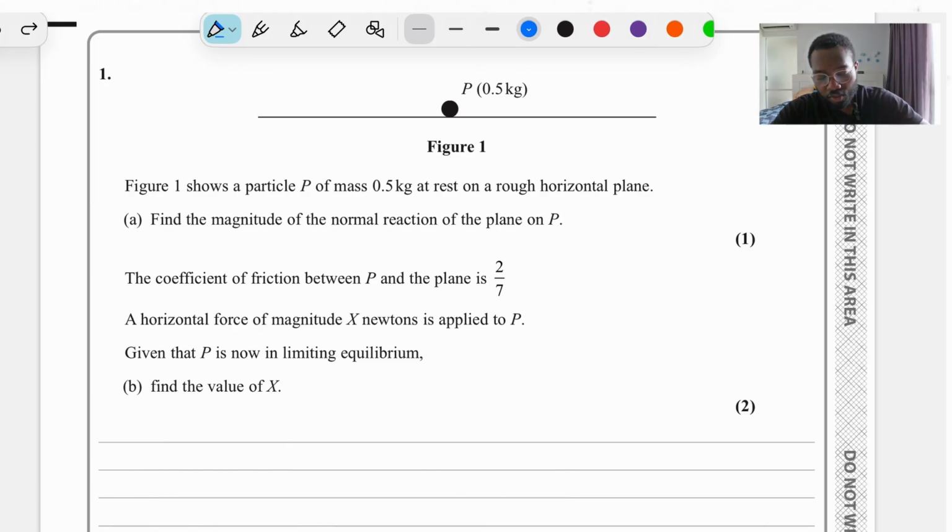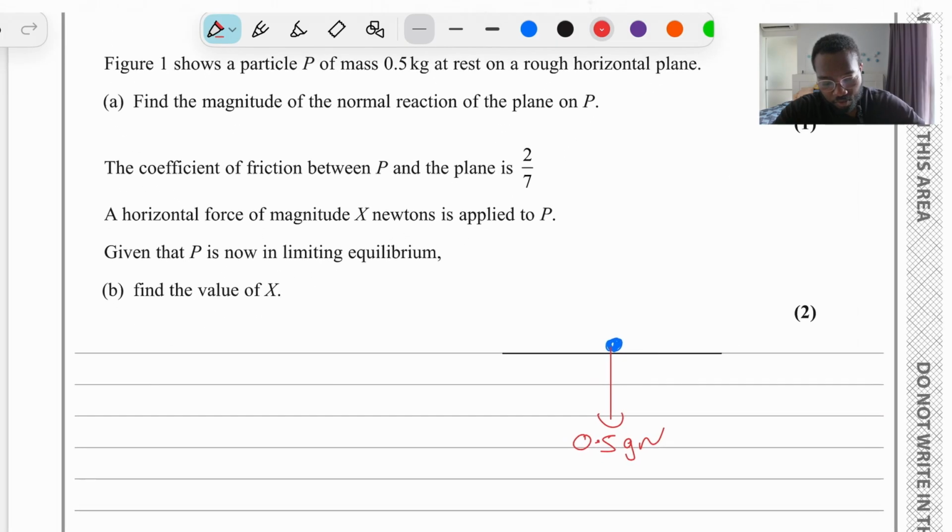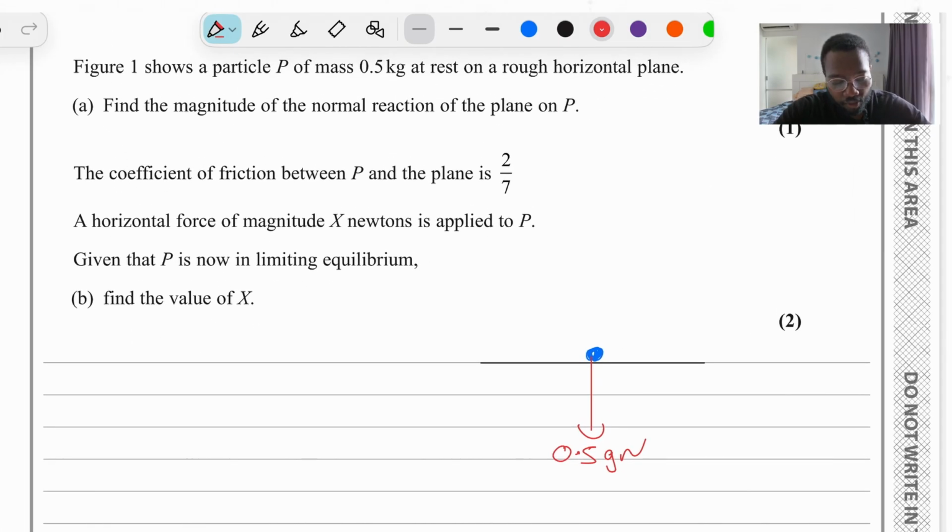So if I just draw a little sketch here, okay? Then what do we have? Well, we have the particle P here, okay? And we know that that's going to have a mass of 0.5 kilograms, so that's a weight of 0.5 g newtons, okay? I'll just go over here. And then we find the magnitude of the normal reaction of the plane on P.